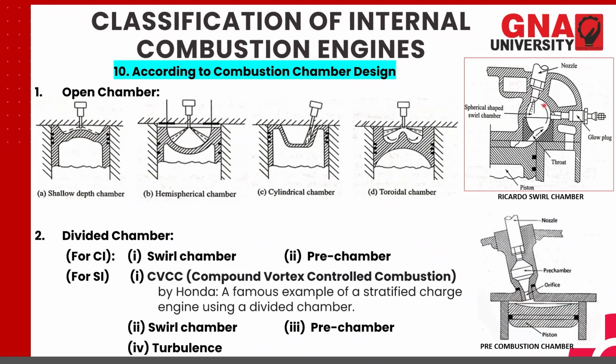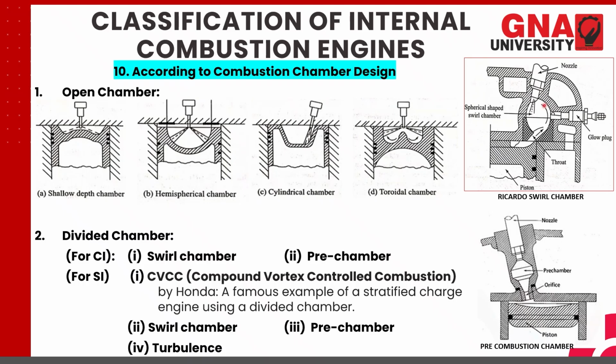Similarly, we have the hemispherical chamber in which the bowl is made inside the piston, so a greater amount of space is given for spraying of the fuel. Third one is the cylindrical chamber. Here a cylindrical shape bowl is made onto the piston face. The next is the toroidal chamber. It is called toroidal because as the piston moves upward, a toroidal movement of the air takes place. Like a spiral, it moves in a circular fashion, which is called toroidal movement.